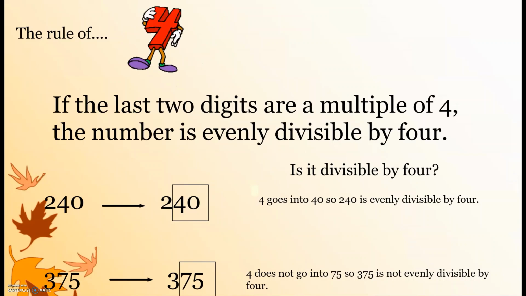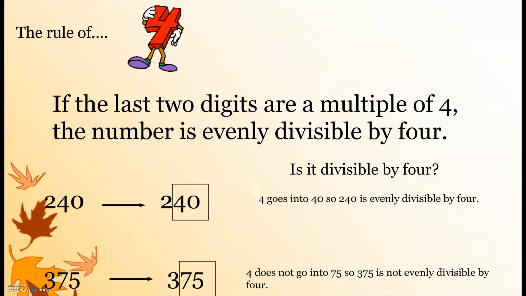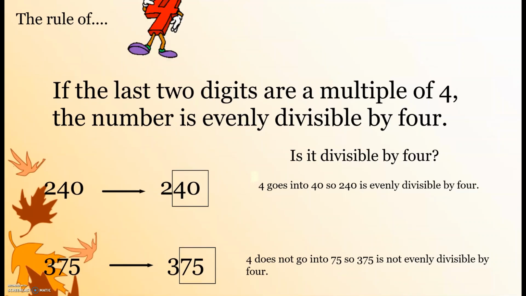The rule of 4 can be somewhat helpful when I'm looking at the last 2 digits. So I'm looking at my tens place and my ones place. I can check if those 2 numbers are divisible by 4. So for example, I have 240, and I want to know, is 240 divisible by 4? So instead of me dividing the entire number by 4, all I have to do is look at my last 2 digits of 40. So we know that 40 is divisible by 4 because 4 times 10 gives us 40. So that will work out nicely.